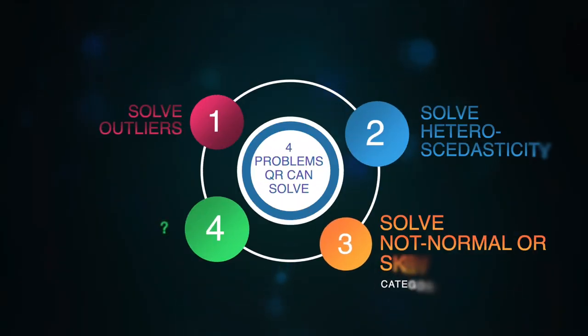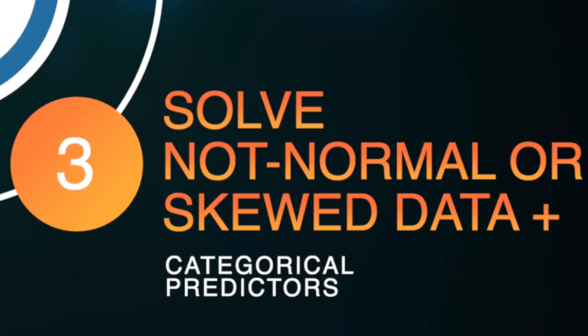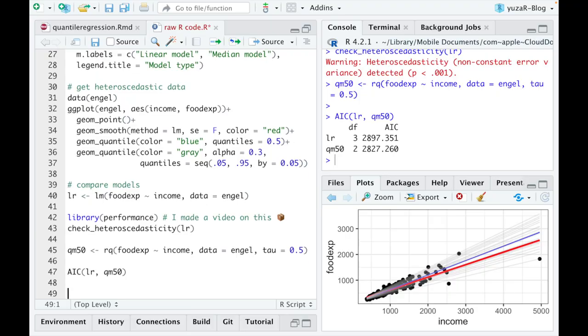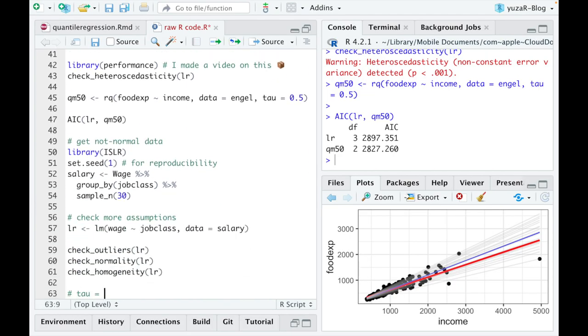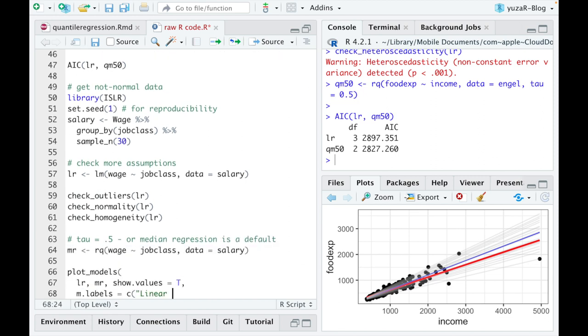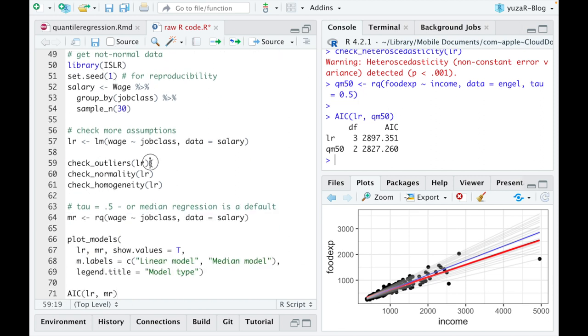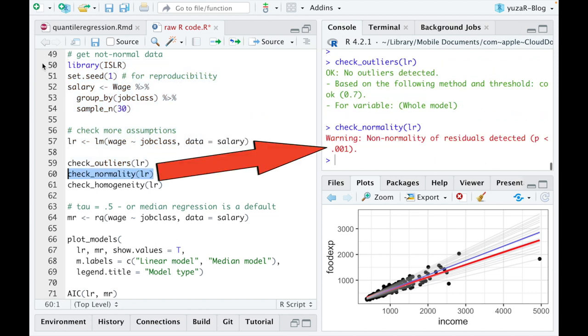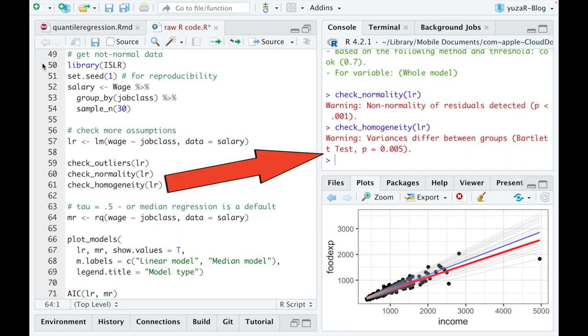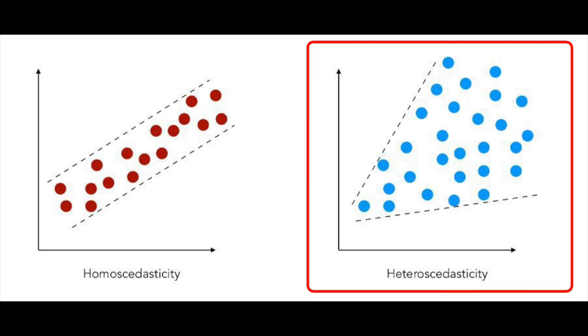Now, let's see how both models handle not normally distributed or skewed data, and at the same time, see how they handle categorical predictors. For that, we'll use a wage dataset from the ISLR package and model the salary of 30 industrial and IT workers. And when we check the assumptions of the linear model, we'll see that our data has no outliers, but is not normally distributed, and variances between groups differ. So our data is again heteroskedastic.